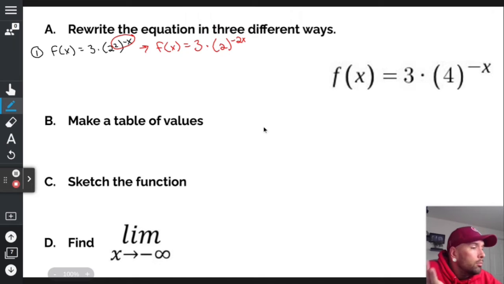Okay? So that's one way you can do it. That's one way you can do it. Okay, it didn't tell me how I had to do it. I'm making it up as I go along.